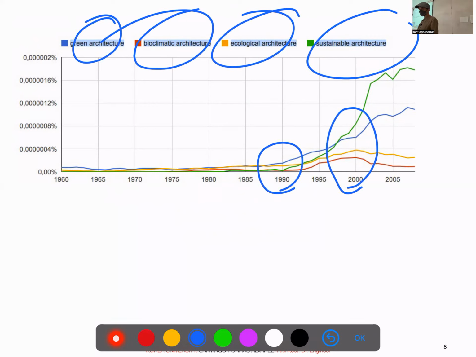And for some reason, sustainable is becoming the most prevalent word used, while green architecture is second. Then bioclimatic and ecological are getting less and less used. It's just a trend. Just the statistics. This is the Google Ngrams. They just make statistics of how often one word appears in published works.